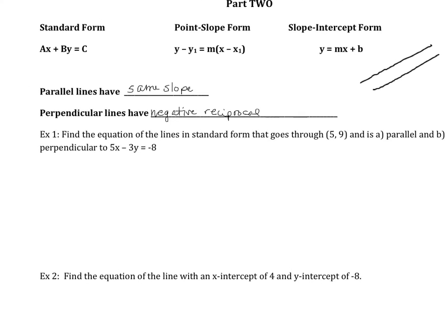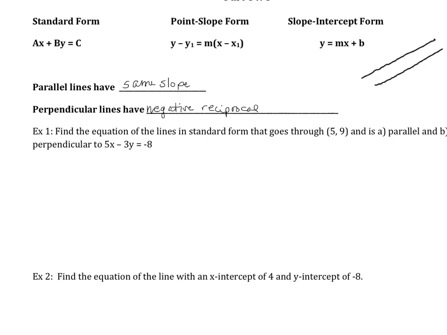So we are going to find the equations of lines in standard form that go through 5, 9 and are parallel and perpendicular to 5x minus 3y equals negative 8. What we learned before is that the slope of a line in standard form are the coefficients a and b divided and then taken the opposite of. So for a parallel line here, what we need is the slope out of this line. And we divide the 5 and the negative 3, take the opposite, and the slope is 5/3.